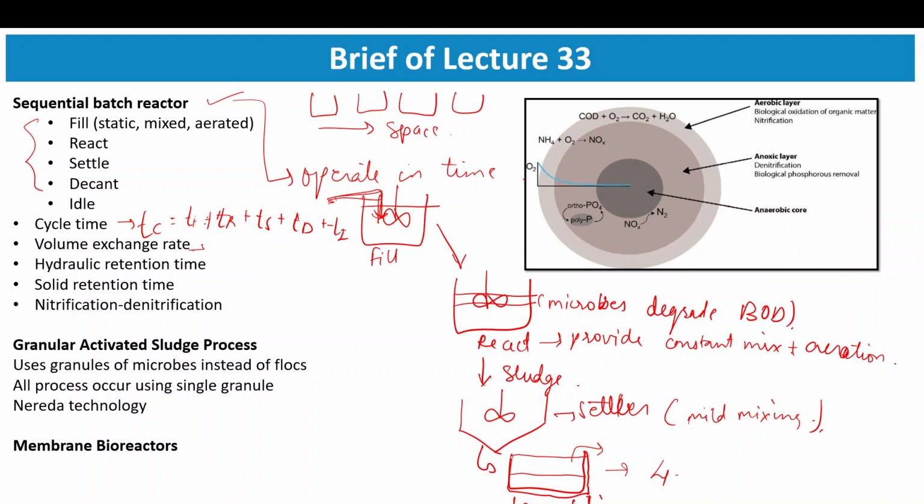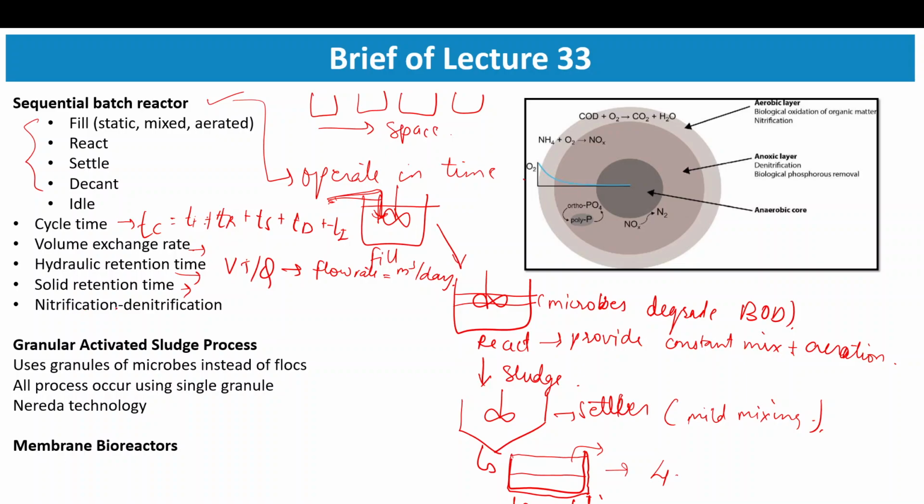Then volume exchange rate is how much you are able to separate after decantation, relative to the amount you fed. Retention time is the volume of the tank per unit flow rate, that is, the flow rate handled per day, in meter cube per day. Then solid retention time is similar: the time that solids or microbes spend inside.